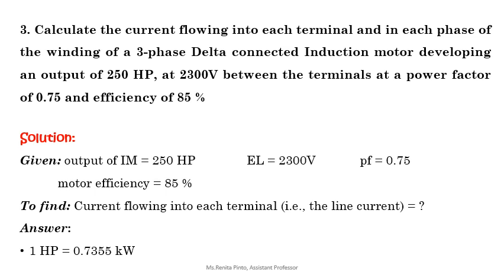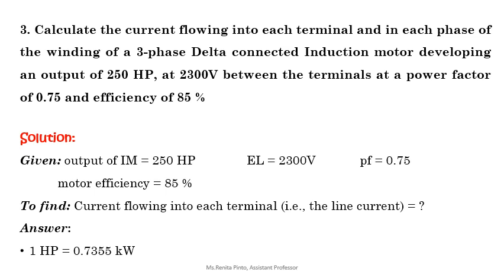Let's go to the third question. Calculate the current flowing into each terminal and in each phase of the winding of a three-phase delta-connected induction motor developing an output of 250 HP at 2300 volt between the terminals at a power factor of 0.75 and efficiency of 85%. So, what do you have to find out here?